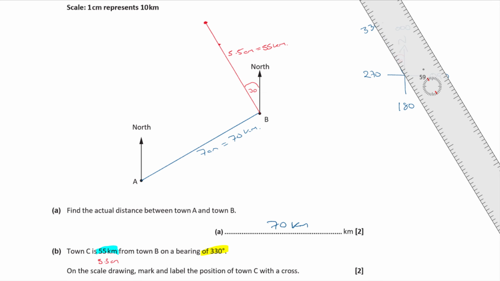So then that point there at the end of the line, that is going to be our town C. So that's C up there. Oh, it says on the scale drawing, mark and label the position of town C with a cross. Okay, so let's make sure we do what we're told. Put a little cross on C there.